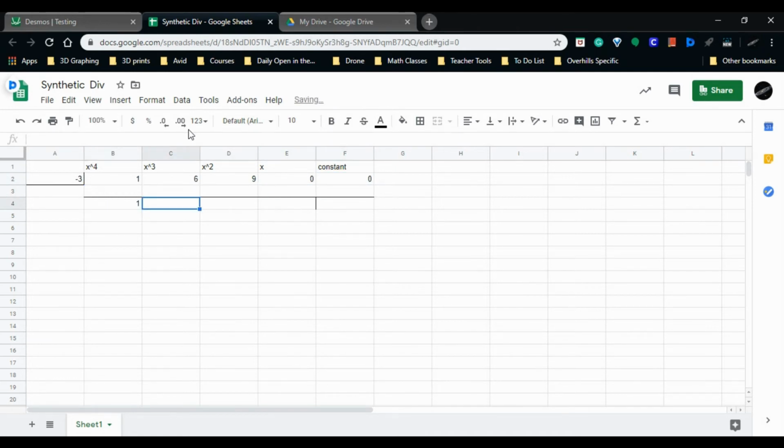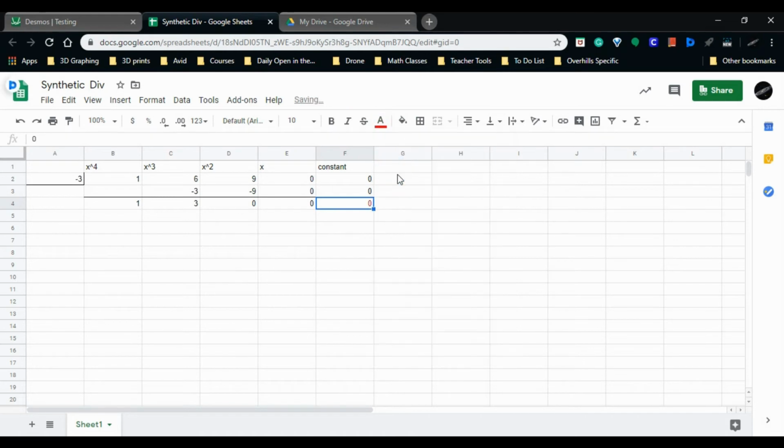And then I'm going to synthetically divide. So I bring down the 1. 1 times -3 is -3. 6 minus 3 is 3. 3 times -3 is -9. And 9 minus 9 is 0. Times -3 is 0. 0 plus 0 is 0. Times -3 is 0. And 0 plus 0 is 0. So this is indeed a factor. This number right here is a factor.